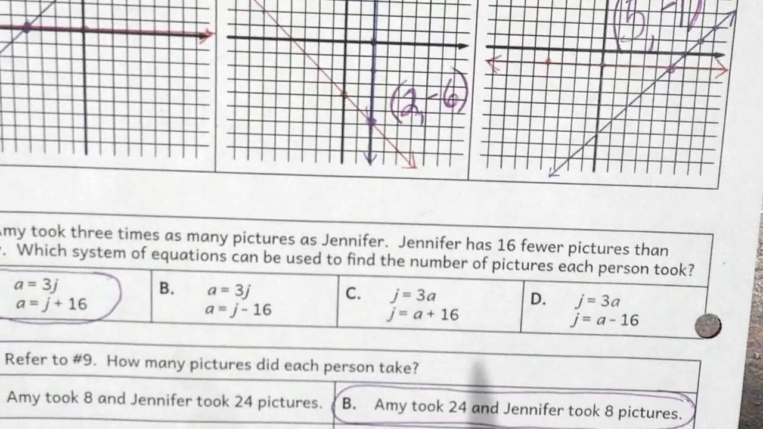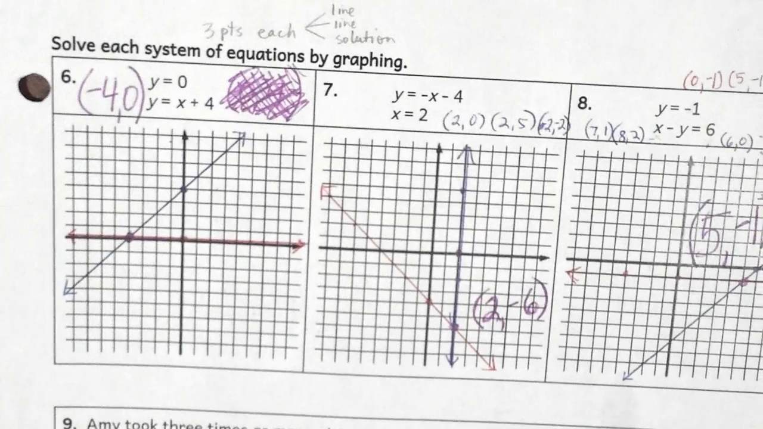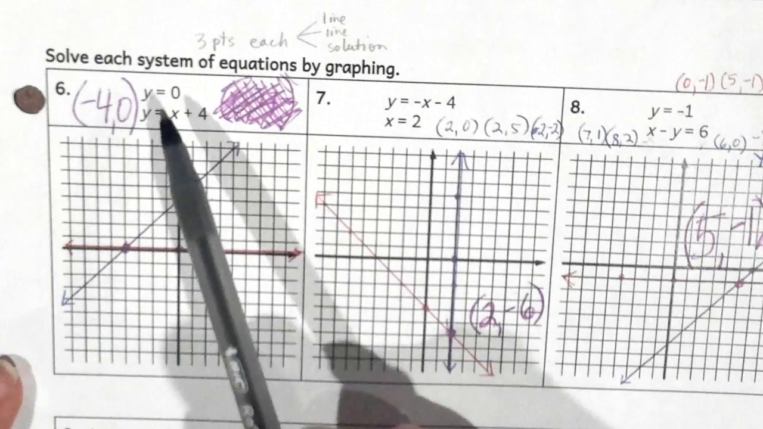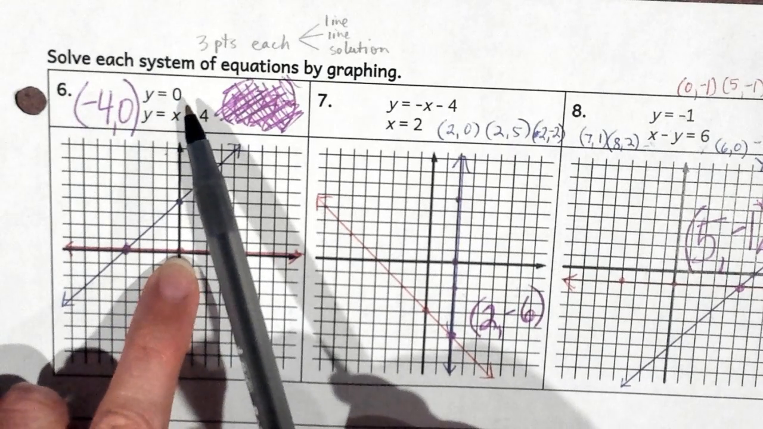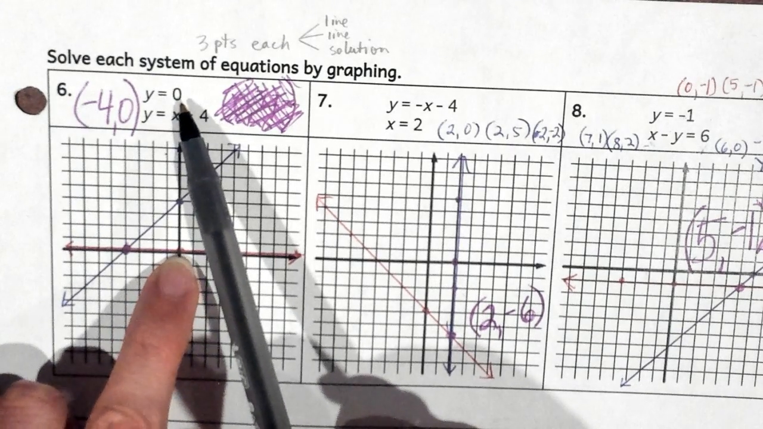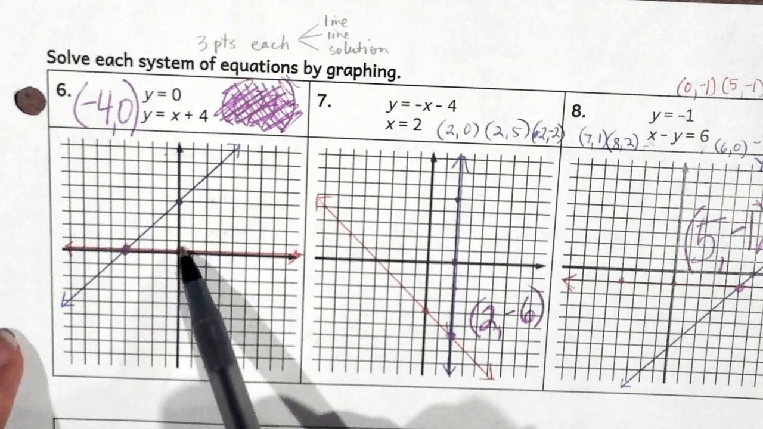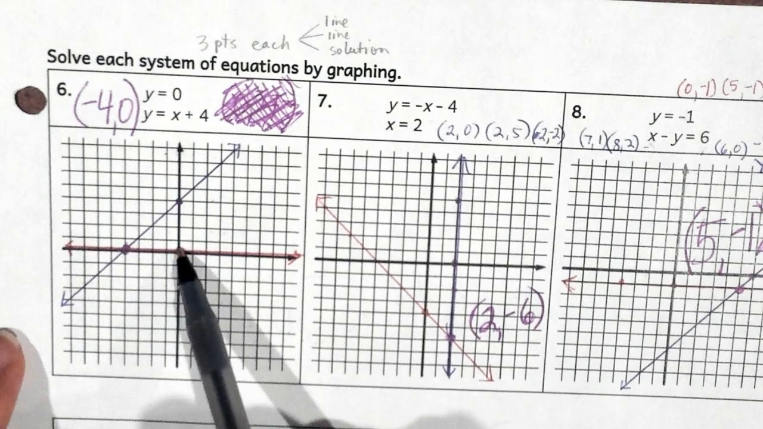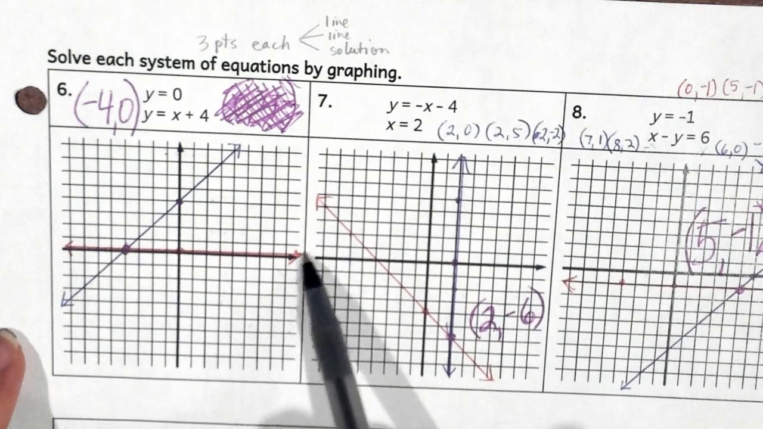Back side of this. Number 6, y equals 0. That one, I don't have a slope. My intercept is at 0, and so it's just going across everywhere. Y is equal to 0. Doesn't matter what my x value is. Okay.